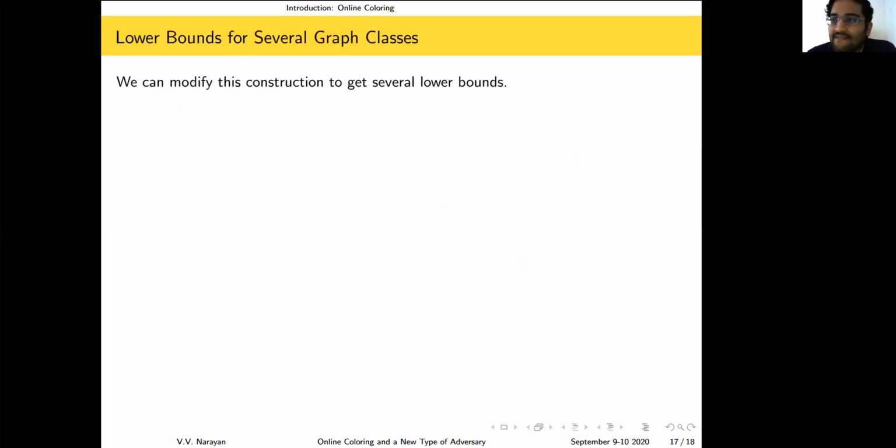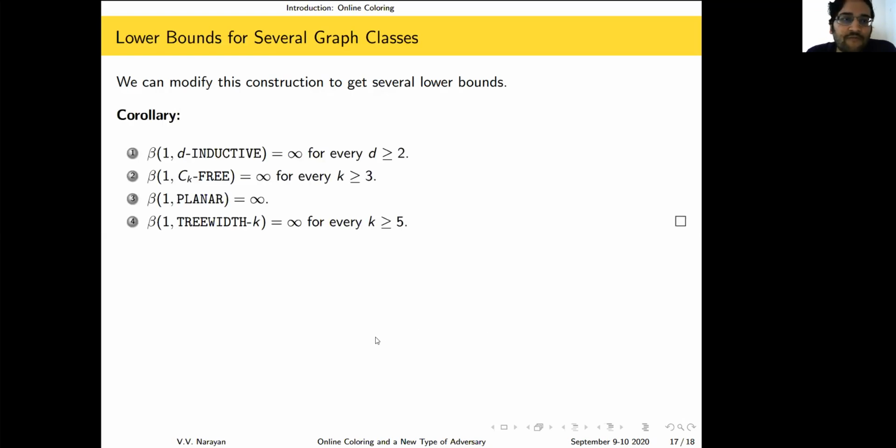Okay, so with that nice construction, we can actually modify it to get a whole bunch of lower bounds. We have that beta_1 d-inductive is infinity for every d at least 2. This is straightforward because that graph is 2-inductive. We have beta_1 C_k-free is infinity. We can do this by insisting that the vertices in V1 prime and V2 prime are, instead of just being non-adjacent, at least k distance apart.